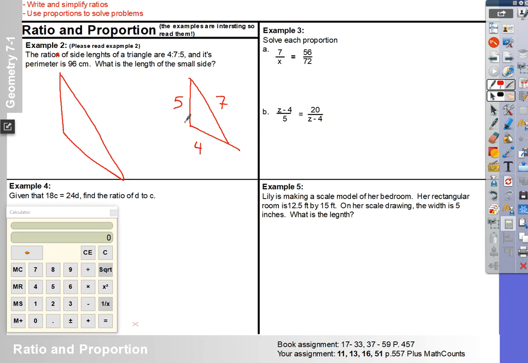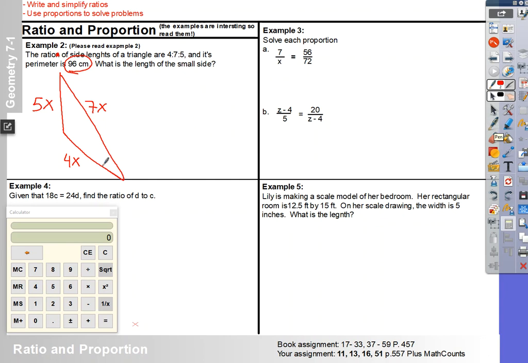And when we apply a scale factor, we are multiplying each side length by the same value. So, do I know what that scale factor is right now? No. I don't. So I know this is going to be 4 times my scale factor. Let's call the scale factor x. This is going to be 5 times my scale factor, and this one's going to be 7 times my scale factor. And I know the perimeter of the whole thing is 96. So what I need to do is figure out what my scale factor is, and then I can use my scale factor to find my actual side lengths.